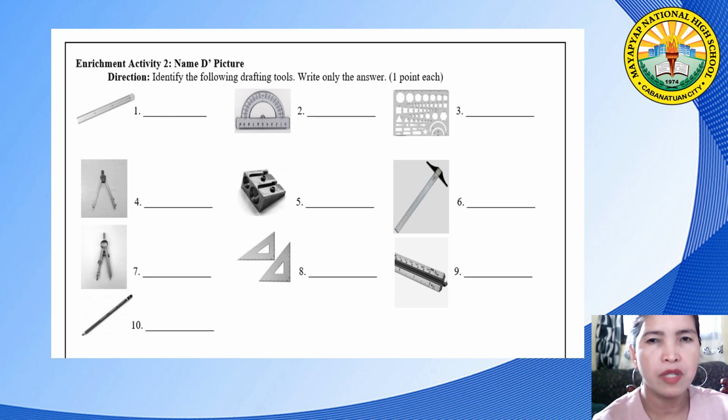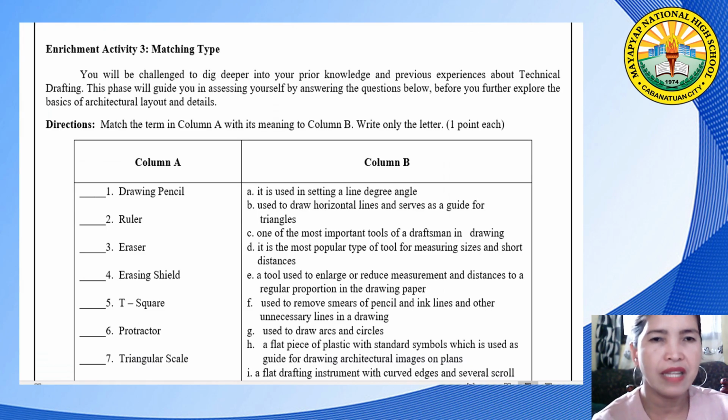Enrichment activity number 2, name the picture. Identify the following drafting tools. Write only the answer. And for enrichment activity number 3, matching type. So you will be challenged to dig deeper into your prior knowledge and previous experiences about technical drafting. This phase will guide you in assessing yourself by answering the questions below, before you further explore the basics of architectural layouts and details.